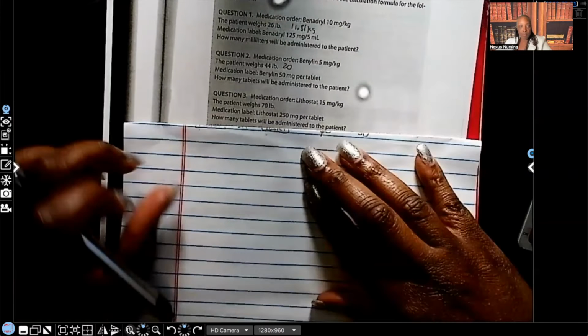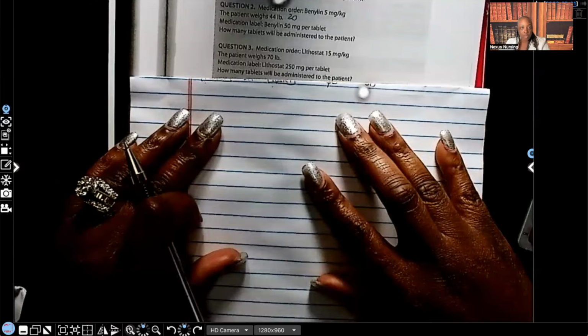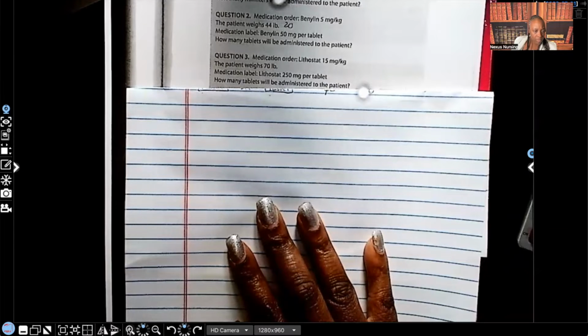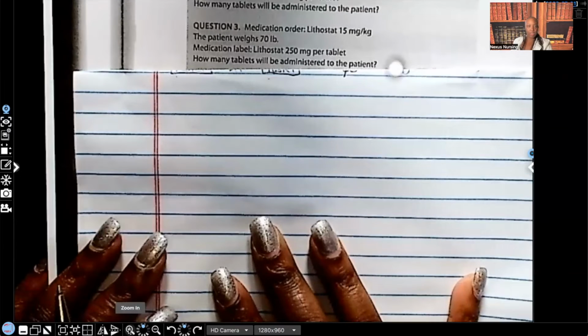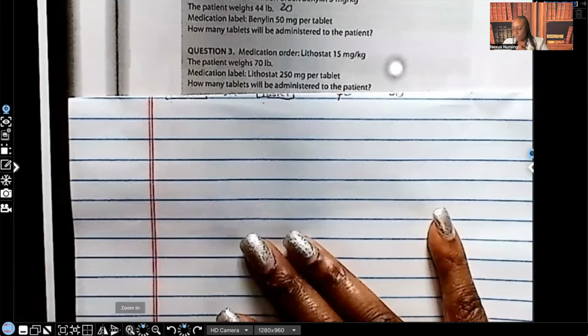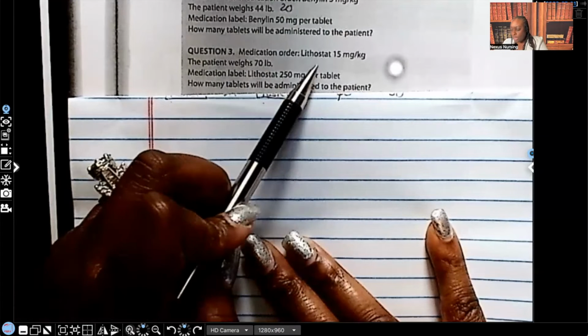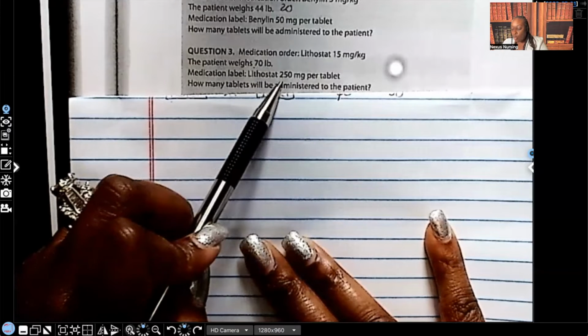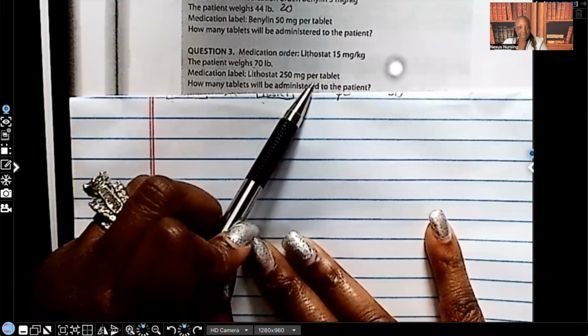Okay, let's do question number 3 now. Here's question number 3. Let me make it bigger for you. Okay, hopefully this is much better. Question number 3. The order is for lithostat, 15 milligrams per kilogram. Patient weighs 70 pounds. We have 250 milligrams per tablet.